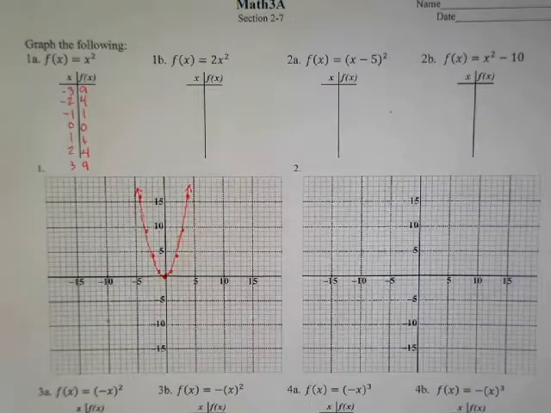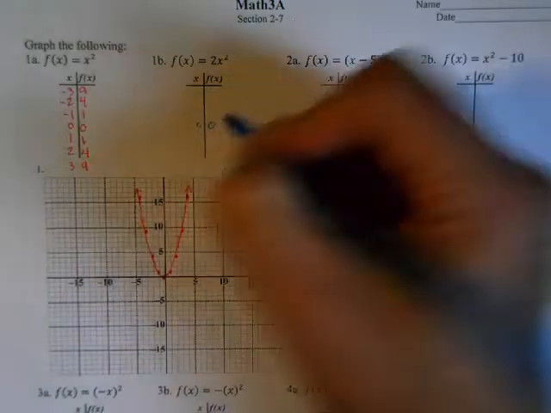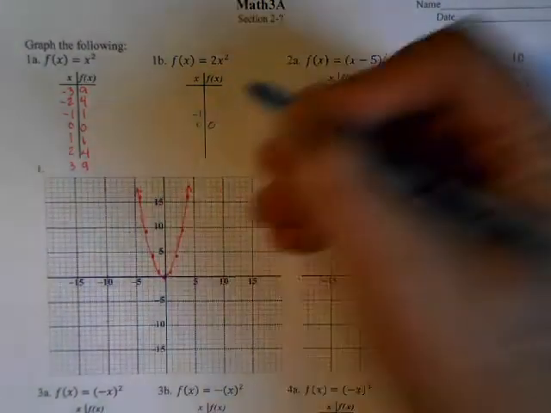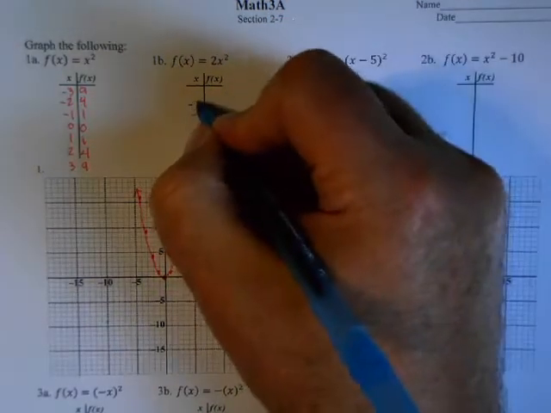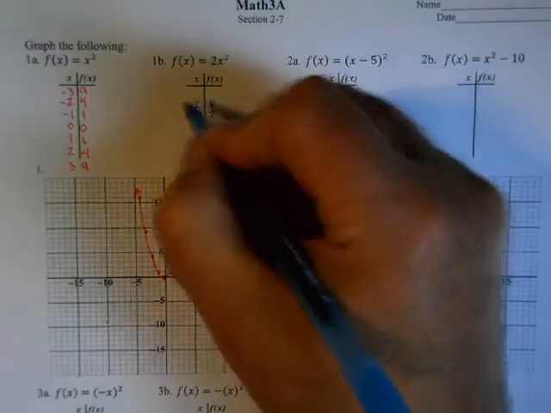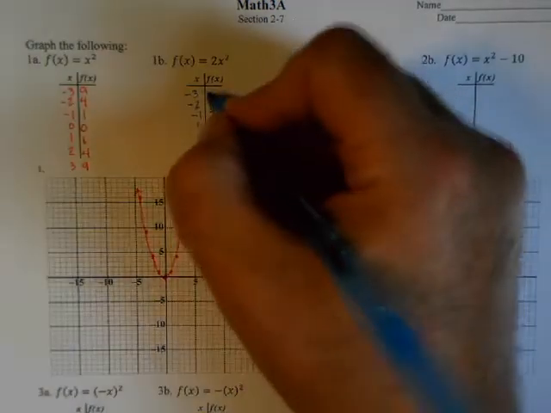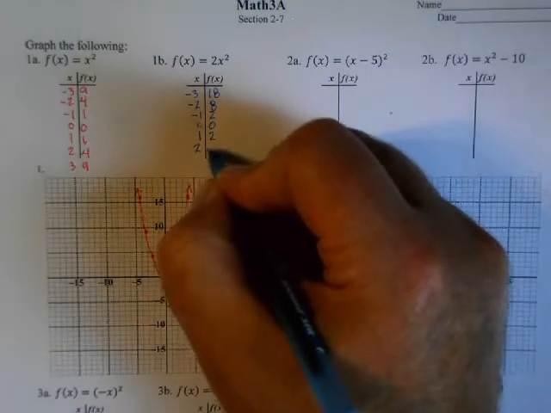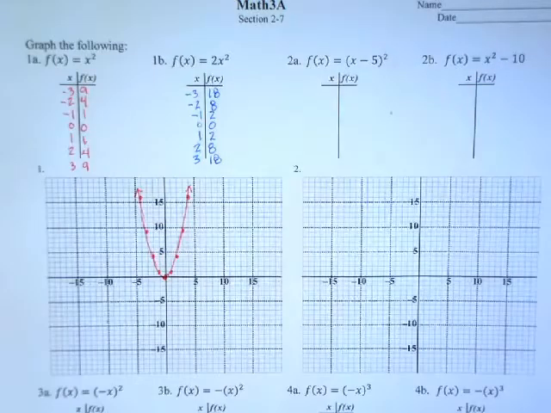All right, now let's look at f of x equals 2x squared. Okay, well again, we're going to start with the middle. The vertex is going to be at 0, 0. If x is -1, -1 squared is 1, times 2 is 2. -2, -2 squared is 4, 4 times 2 is 8. -3, -3 squared is 9, 9 times 2 is 18. And then, as I mentioned, the symmetry, I know that the positive ones are going to give me the same values.